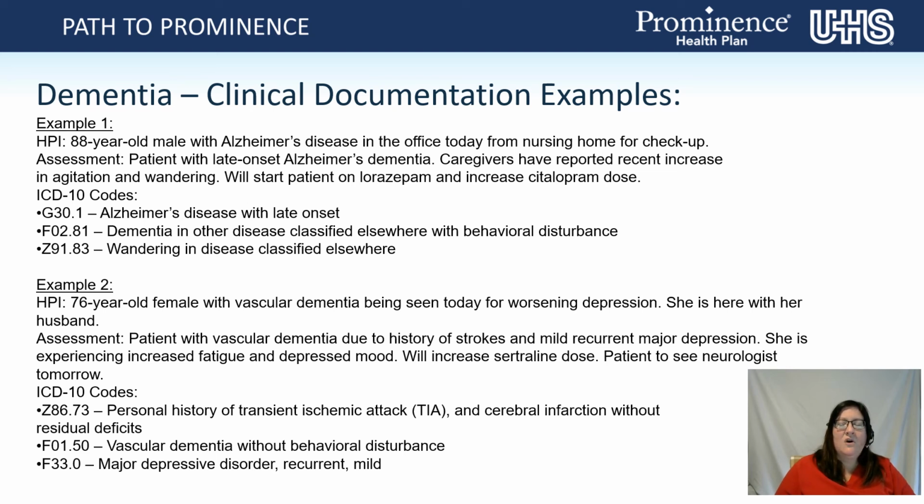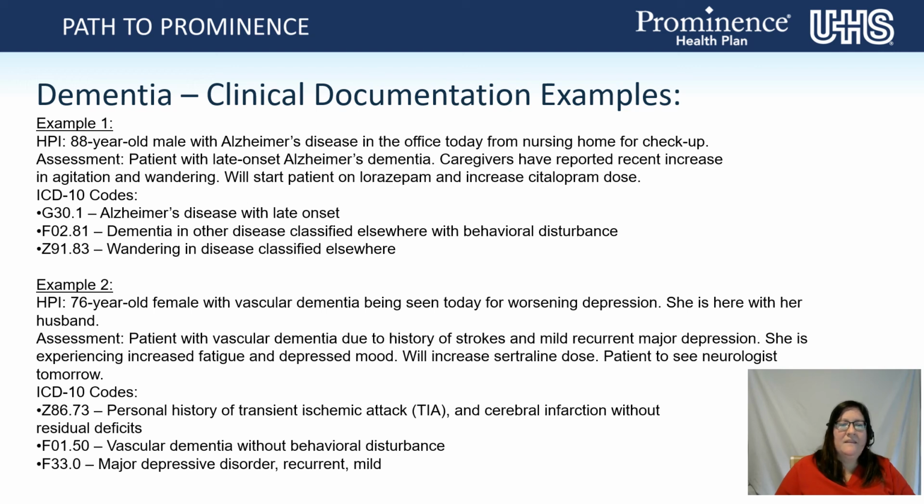Those ICD codes that are covered in this particular example are Alzheimer's disease with late onset, G30.1, dementia in other diseases classified elsewhere with behavioral disturbance, F02.81, and then wandering in diseases classified elsewhere, Z91.83. Specifically calling out that this particular paragraph definitely supports the appropriate diagnosis code for Alzheimer's or dementia.